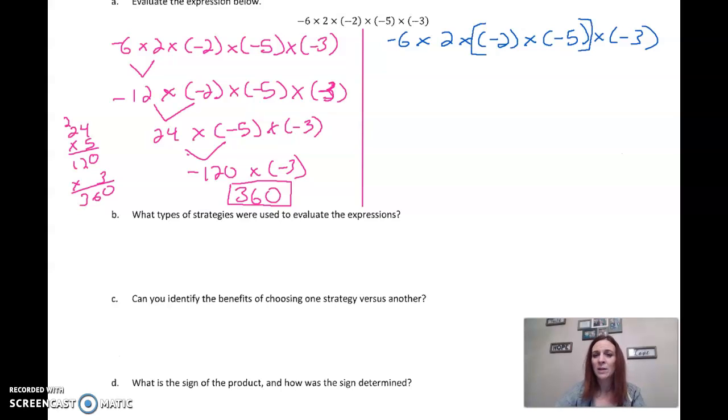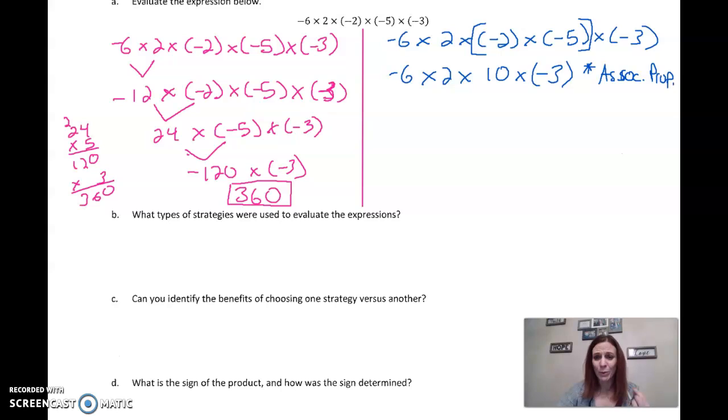Right here, right? I can go -2 times a -5. Negative times a negative is a positive. 2 times 5 is 10. So I can rewrite this as -6 times 2 times 10 times a -3. Now, it's not necessarily that you have to write this down, but I want you to realize that when we put grouping symbols in, in this case brackets, because there were parentheses there, that's our associative property. That says we can do that with all multiplication, we can put grouping symbols in.